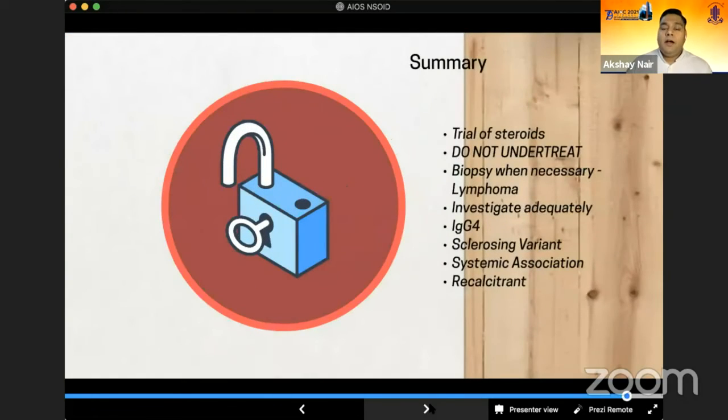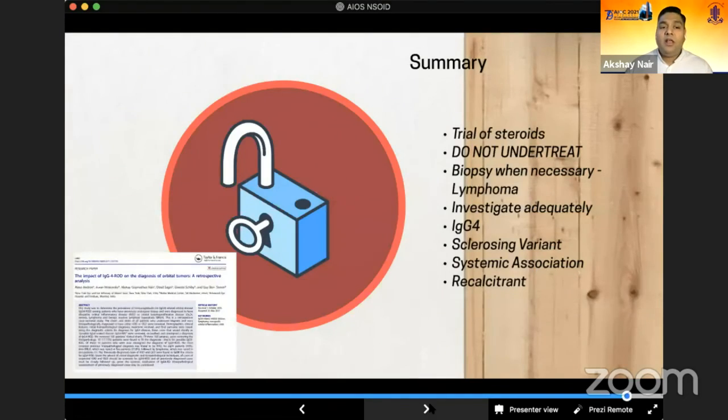To summarize, a trial of steroids is not completely wrong, but do not undertreat it. Whenever you suspect anything atypical, biopsy it so that you are able to rule out conditions that can mimic it, like lymphoma. IgG4 is something that you should always add, because IgG4 disease has systemic implications. Patients with IgG4 related disease have a higher chance of systemic lymphoma. The biopsy is also required because you need to know what you are dealing with, whether it's a sclerosing variant or not. Sclerosing variants typically don't respond well to therapy.